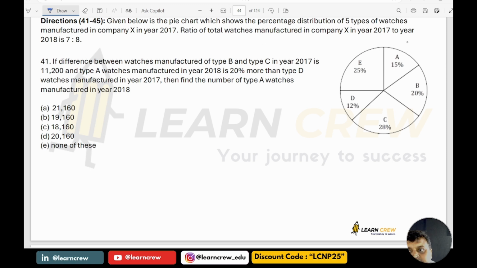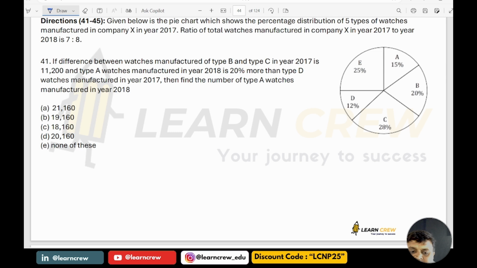The data is given for 2017. If the difference between the watches manufactured of type B and type C in the year 2017 is 11,200, and type A watches manufactured in the year 2018 is 20% more than type D watches manufactured in the year 2017, then find the number of type A watches manufactured in the year 2018.